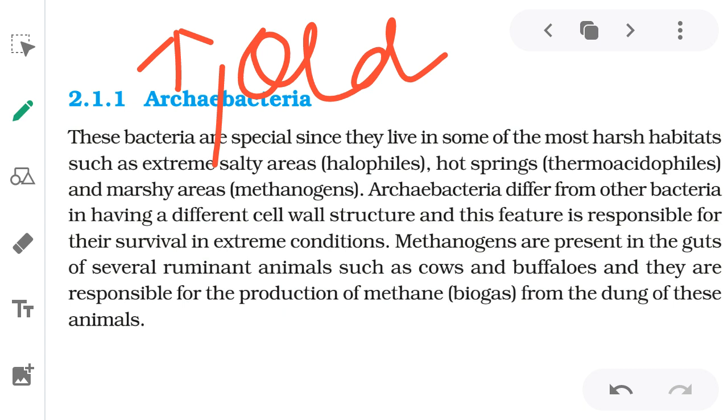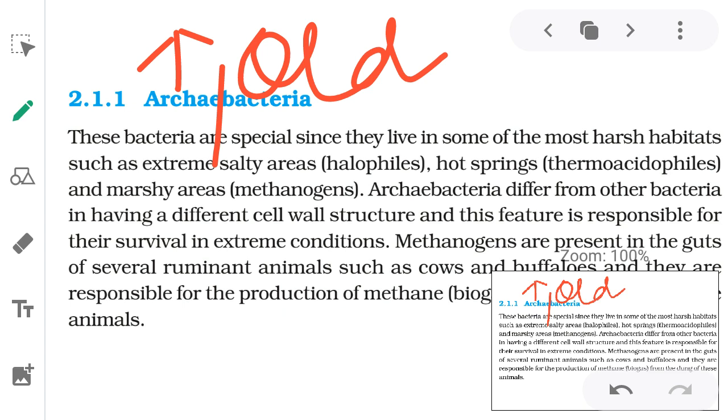So we are talking about the Archaebacteria. Again, what is Archaebacteria? The Archaebacteria are an ancient group of bacteria, the old group of bacteria, living in extreme environments where other kinds of bacteria cannot survive.